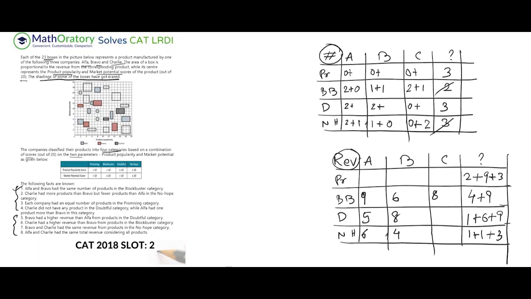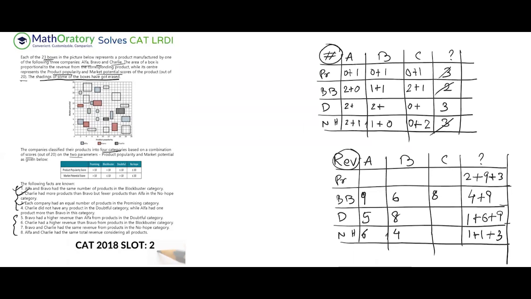Let us look at point number 3. Each company had an equal number of products in the promising category. So promising category is simple, right? So each of them has to have an equal number. Initially, they all have 0, 0, 0. So there are 3 here. So you just simply have 1, 1, and 1. So this is also done. So point number 3 is taken.